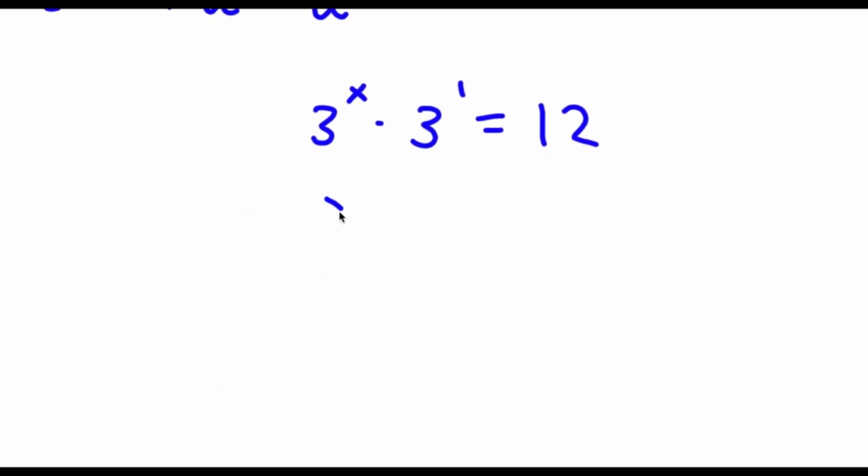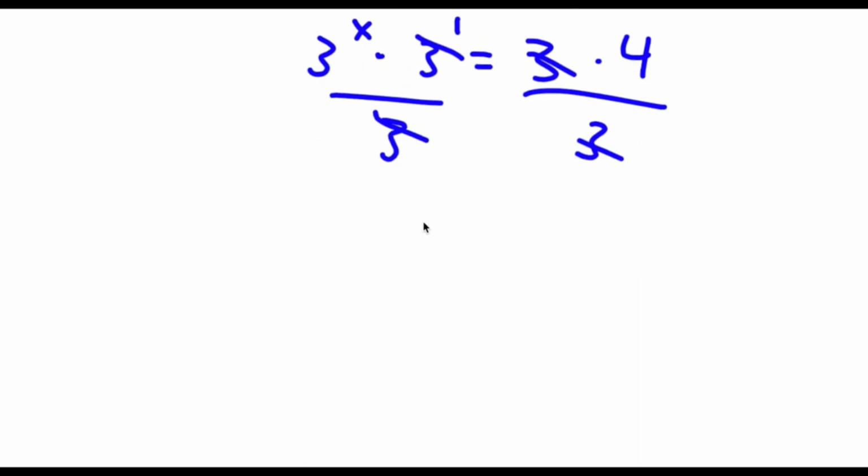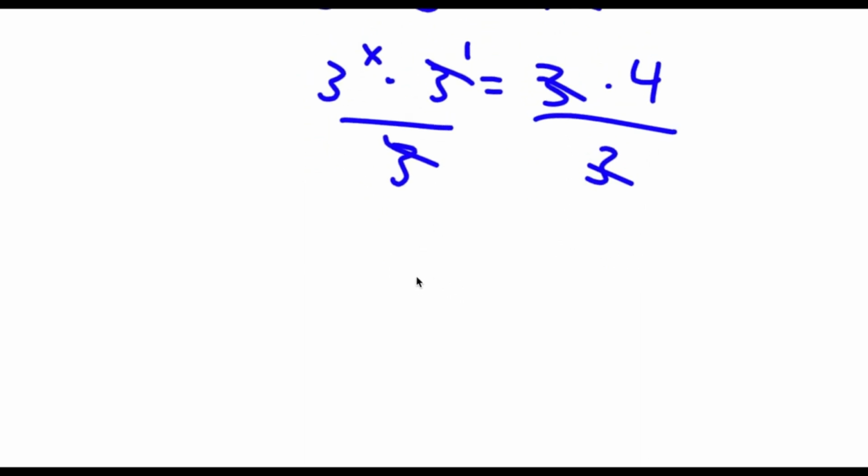Now 12, I'm going to rewrite as 3 times 4. And now, as you can see, since both sides have 3 in them, I'm going to simply divide both sides by 3. So then these two cancel out and these two cancel out. And now I'm simply left with 3 to the power of x is equal to 4.